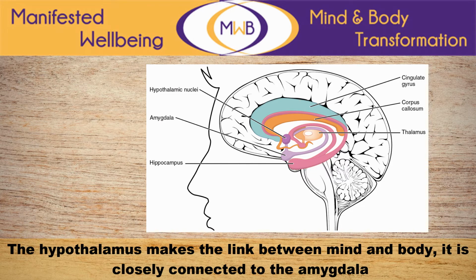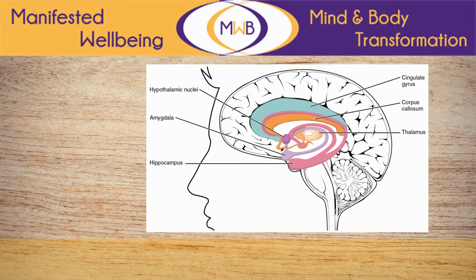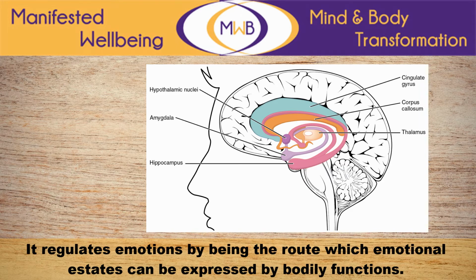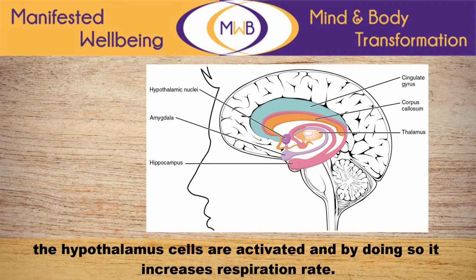The hypothalamus makes the link between mind and body. It is closely connected to the amygdala and is in charge of regulating the body's homeostasis as well as regulating emotions. It regulates emotions by being the route through which emotional states can be expressed by bodily functions. The hypothalamus is also involved in the regulation of breathing. When there is a high concentration of CO2 in the blood, the hypothalamus cells are activated, and by doing so, it increases respiration rate.